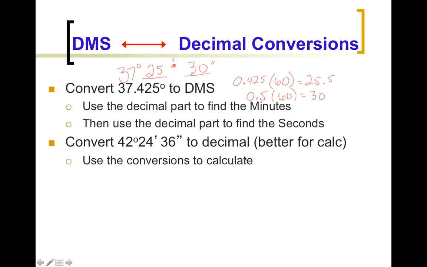In order to do the other direction, we understand that this 30 is 30 out of 60. And we understand that this 25.5 is out of 60, right? Because it's 25.5 out of 60 full minutes.